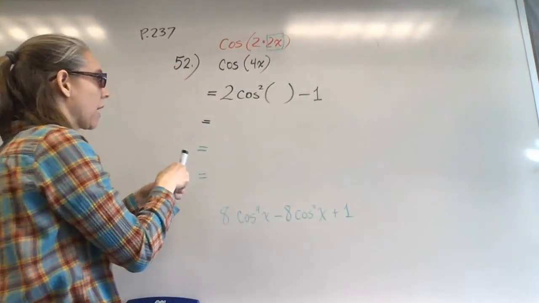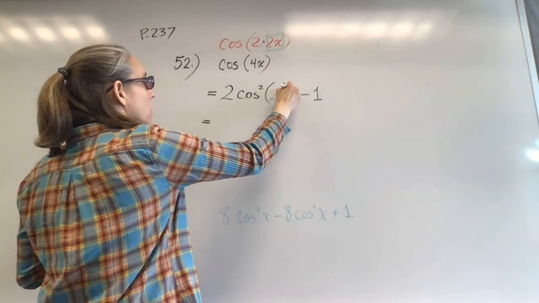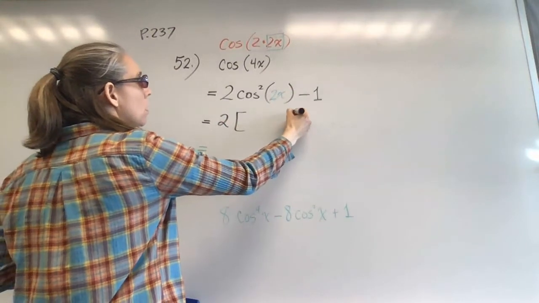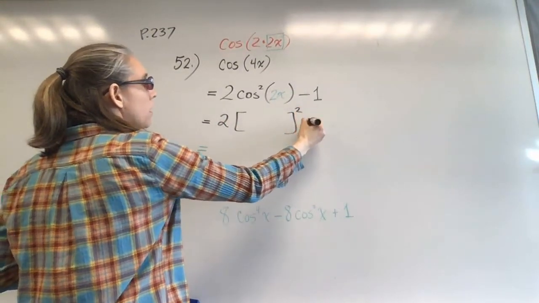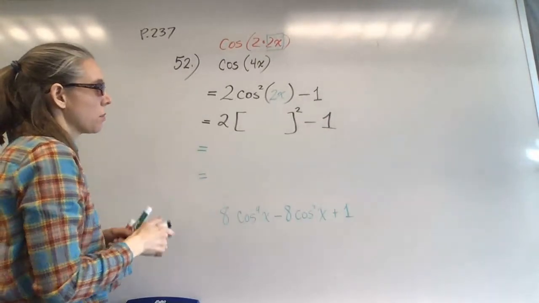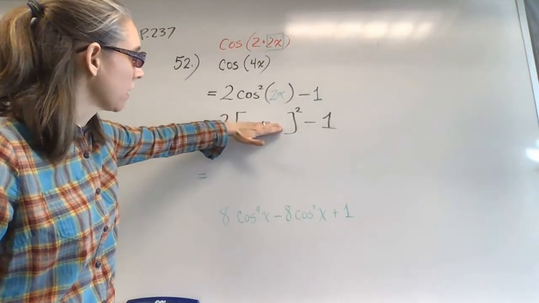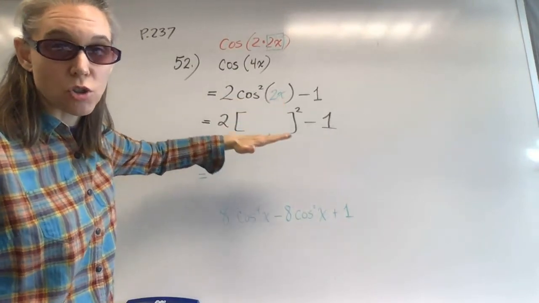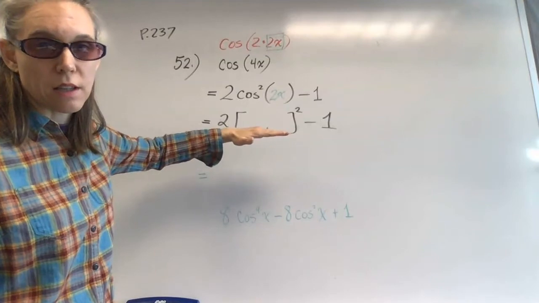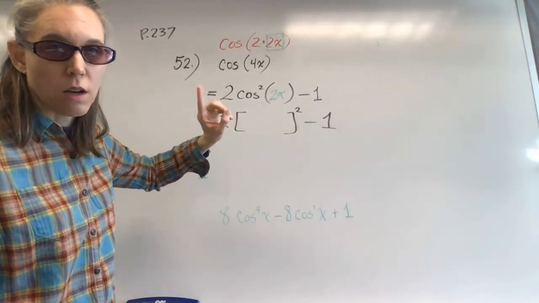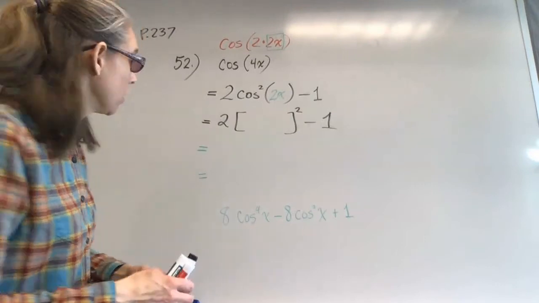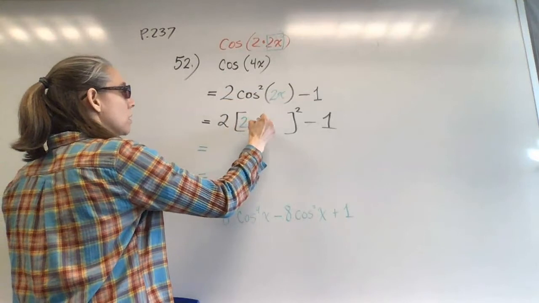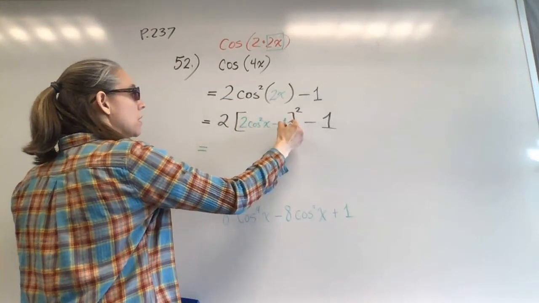But we're replacing our x here with 2x. So now we have 2 cosine squared of 2x. And remember, what goes here is going to be the formula for cosine of 2x of our choice. And we want one that's completely in terms of one trig function. So we can use, again, the 2 cosine squared x minus 1.